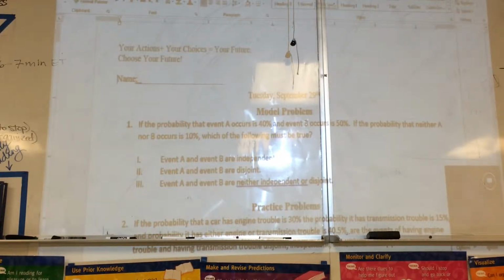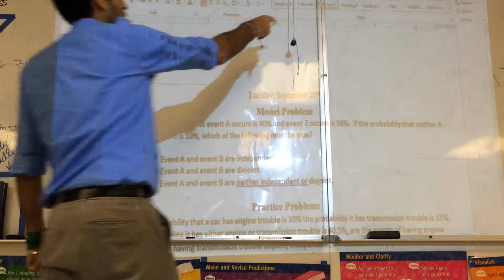Okay, so I want to talk a little bit now about the last topic of the unit, and it talks about independence and how to prove whether something is independent or not. So let me just kind of model something here.